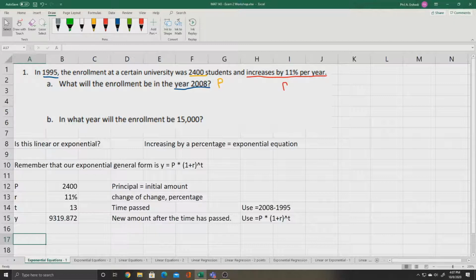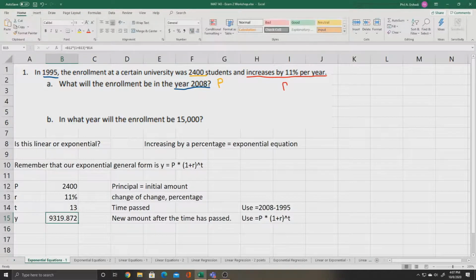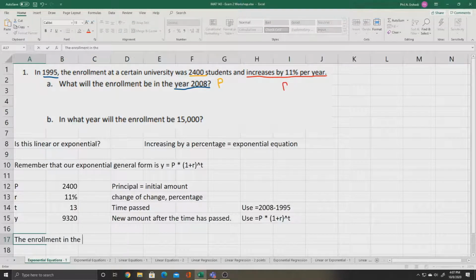9,319.8. We can go ahead and round that up by clicking on this, going to home, and going to this box that's in the number section on the right side that's called decrease decimal. We'll click that a few times, and it will round us up to 9320 automatically. So our conclusion is the enrollment in the year 2008 will be 9,320 students.